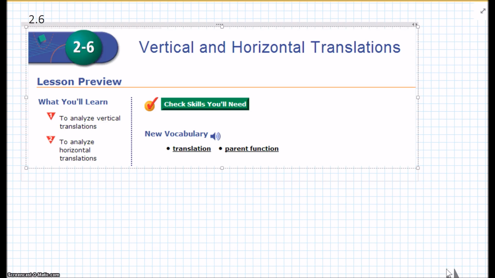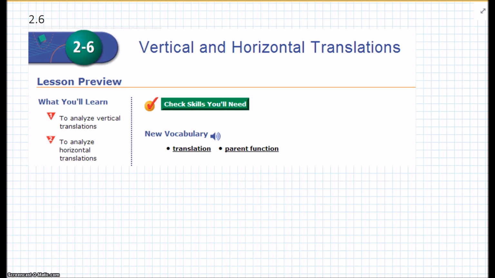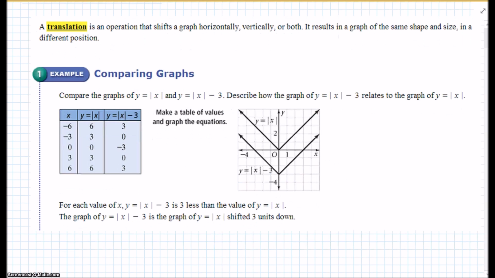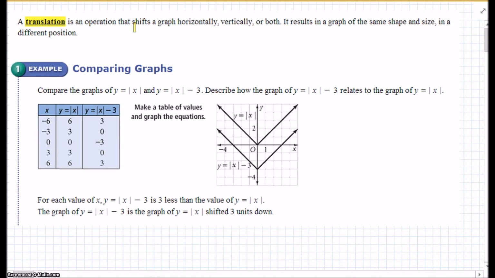Chapter 2, Section 6, Vertical and Horizontal Translations. Today, we're going to learn how to analyze vertical translations and also, in this lesson, to analyze horizontal translations. A translation is nothing more than an operation that shifts a graph horizontally, vertically, or both. It results in a graph of the same shape and size, just in a different position. Okay, so let's look at the first example.